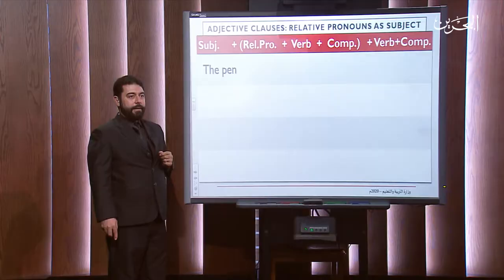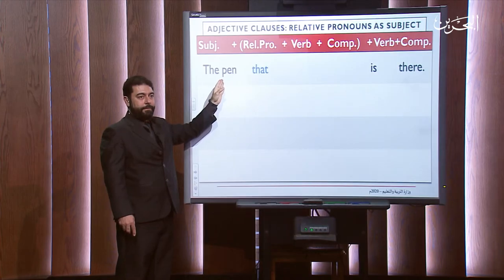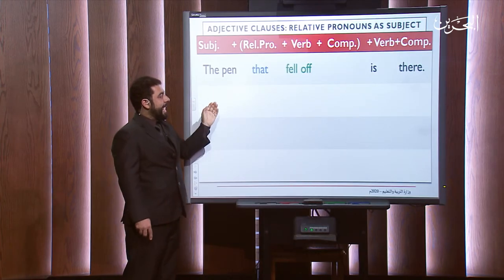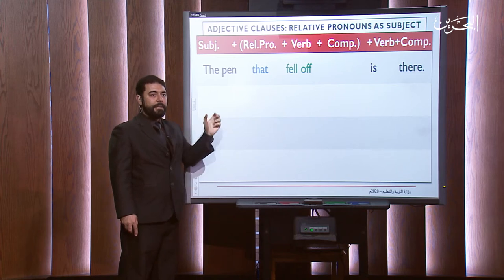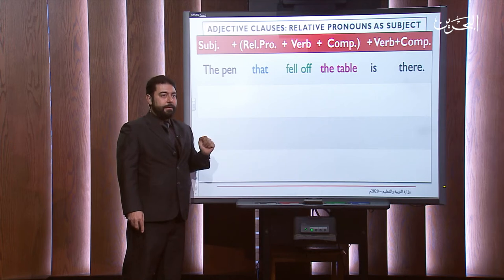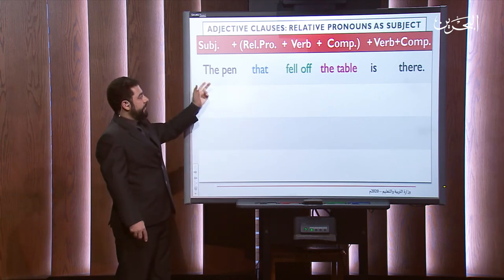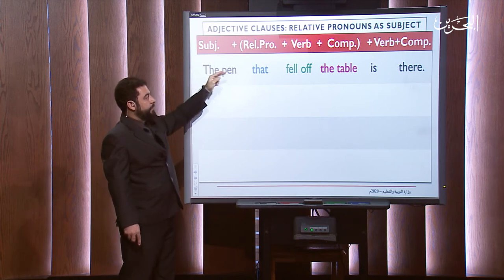So let's check. We have the subject, like the pen, and then we jump to the verb, is there. The pen is there is a perfect sentence, but I would like to add an optional adjective clause. So I use a relative pronoun, that. The pen that. Now I'm starting to describe the pen. I use a verb: the pen that fell off. But it's not a complete clause because I need a complement. I say, the pen that fell off the table is there. And with that, I have used a sentence plus an adjective clause within it.